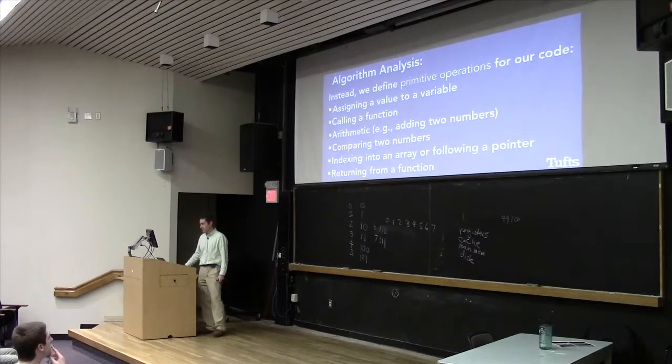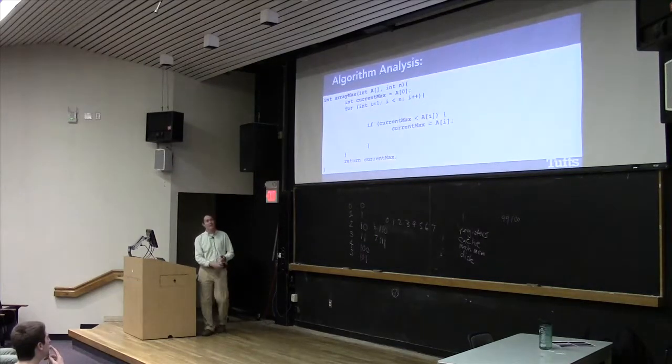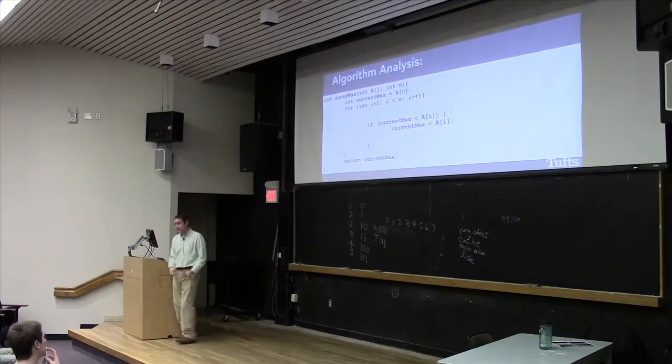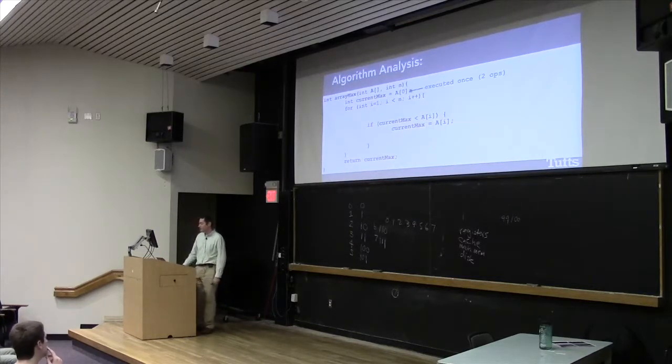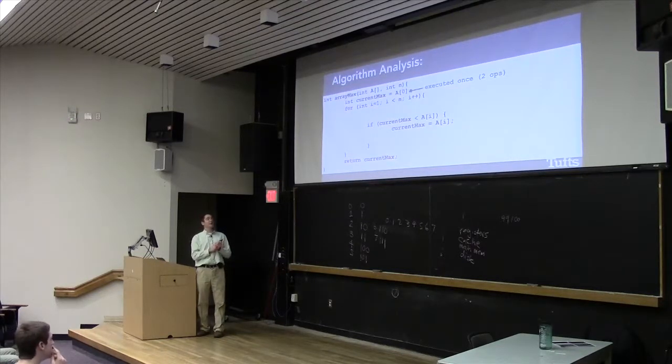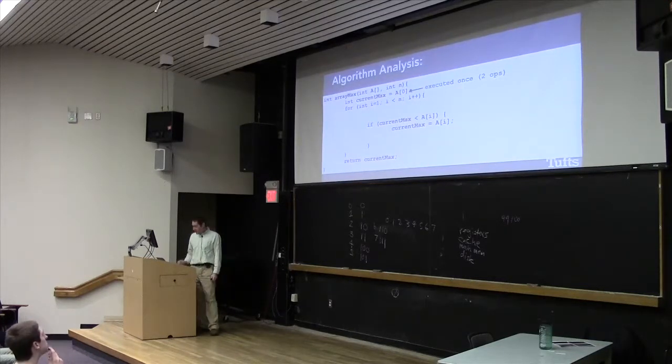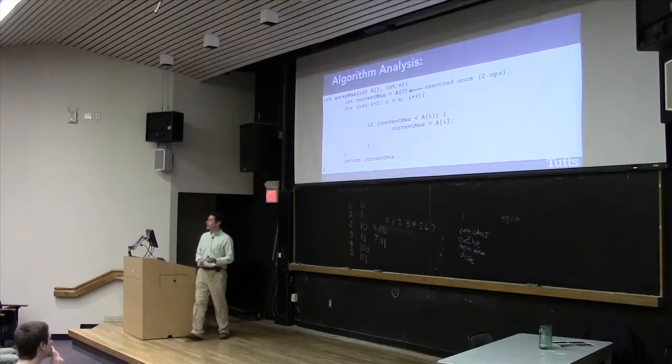Okay. All right. Let's take a look at this again. This is our array max, using those primitive operations. We already talked about this one. This one takes 2 operations to do. Why is it 2? Because you're grabbing the array value and then setting current max equal to that array value. 2. Okay, in the loop here, how much is going on in a loop?